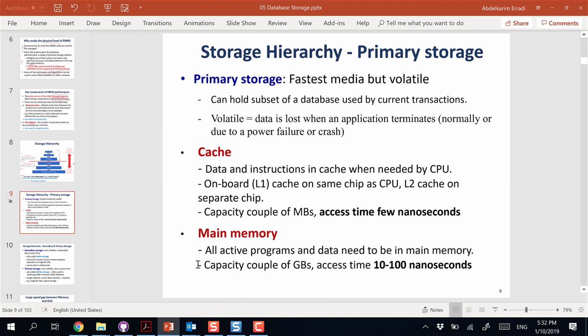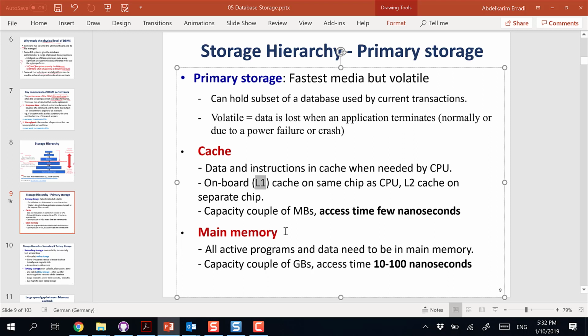Now, in terms of storage hierarchy, we can divide it into three levels: what we call primary storage, secondary storage, and tertiary storage. The primary storage includes the cache and the memory. Cache and memory. So for the cache, especially those from a CE background, maybe they will have a much better background than me on this.